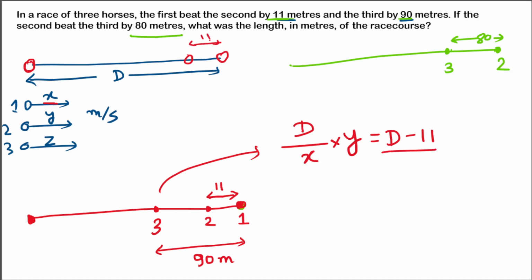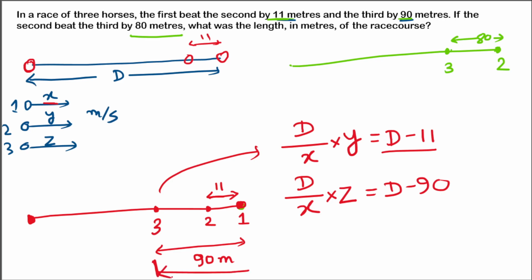In the same way, we can write that in the time when the first horse completes the race, the third horse covers a distance of d by x into z, right? And that should be d minus 90, because this is the distance where the third horse is at that moment. Well, not exactly where it stops; it continues running, but at this point of time it reaches this point. Now this is what we can get from this point of time.